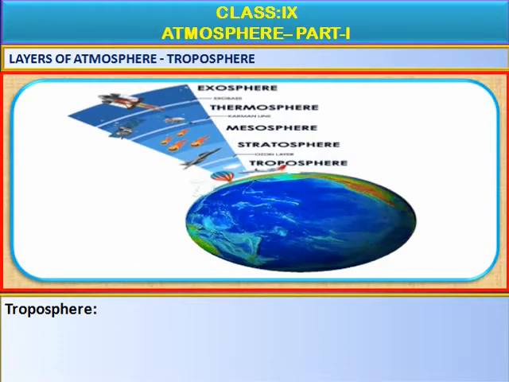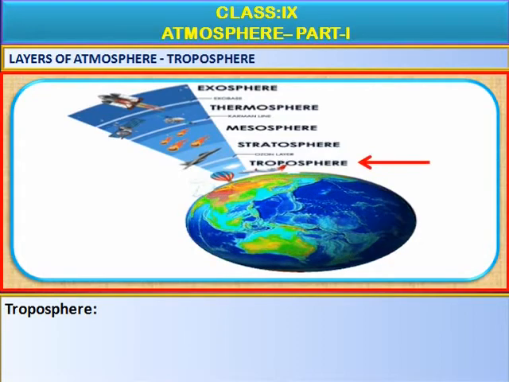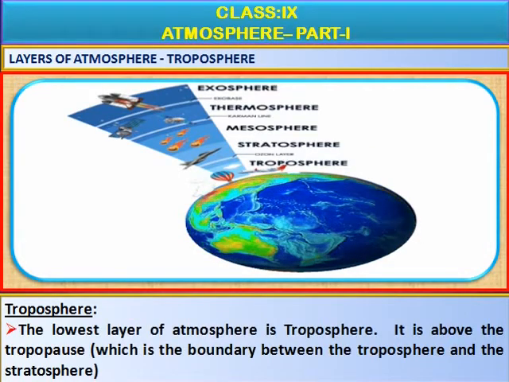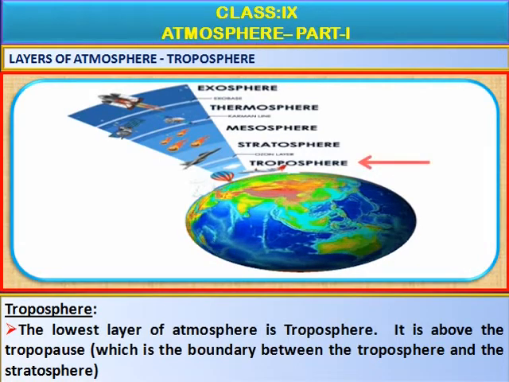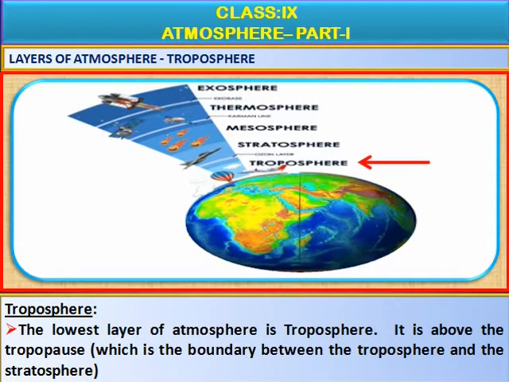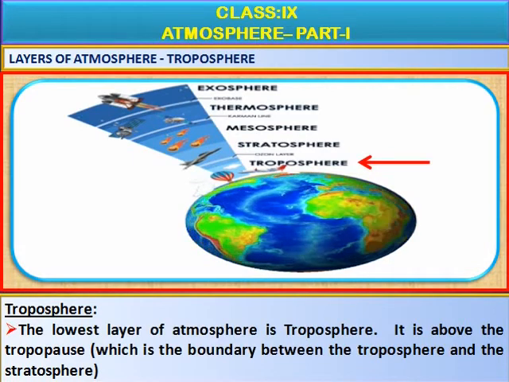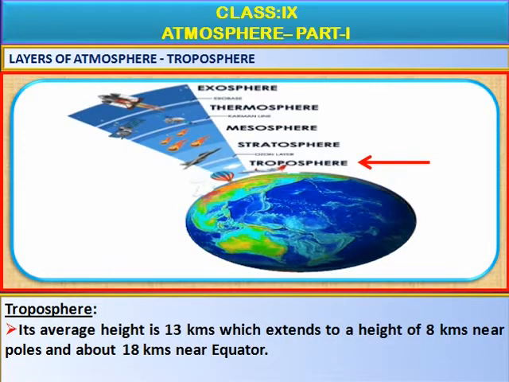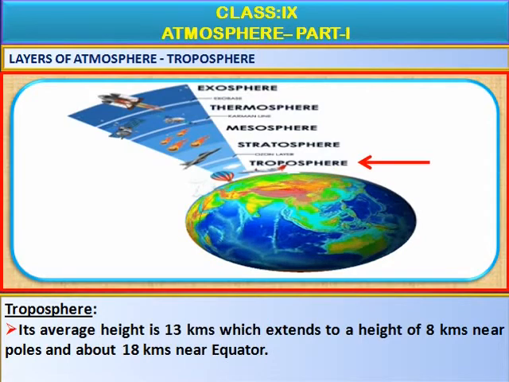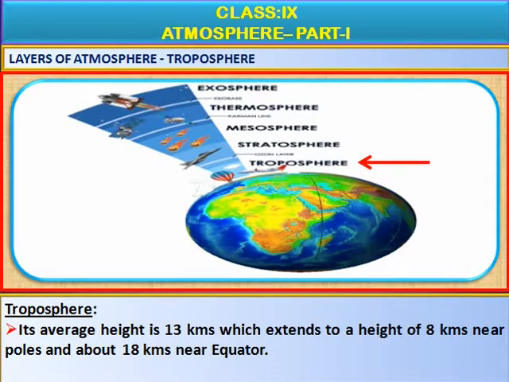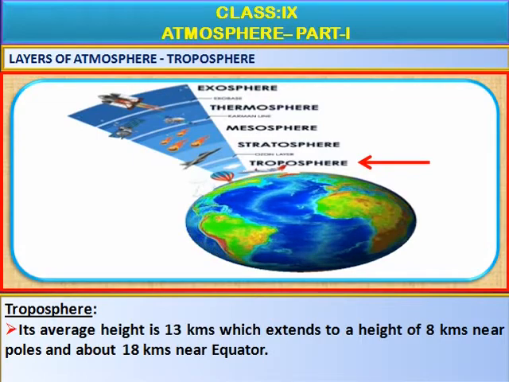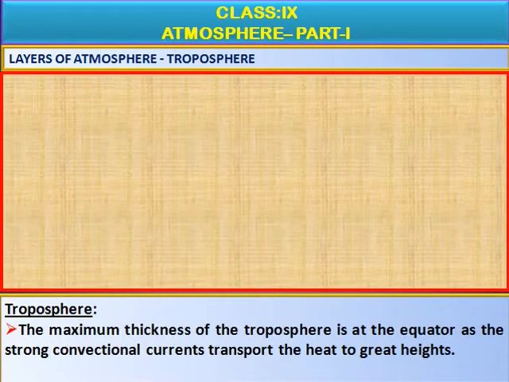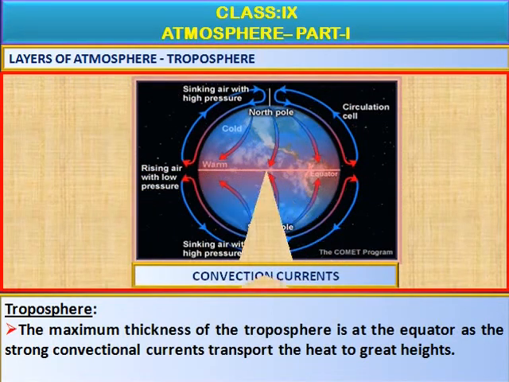Now let us learn troposphere. The lowest layer of the atmosphere is the troposphere. It is below the tropopause, which is the boundary between the troposphere and the stratosphere. Its average height is 13 kilometers, which extends to a height of 8 kilometers near poles and about 18 kilometers near equator. The maximum thickness of the troposphere is at the equator, as the strong convectional currents transport the heat to great heights.